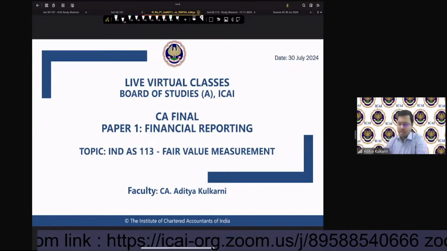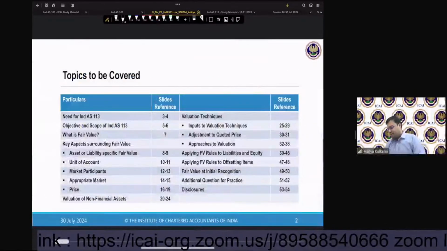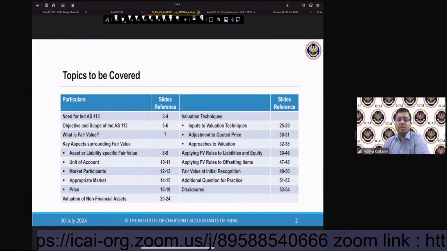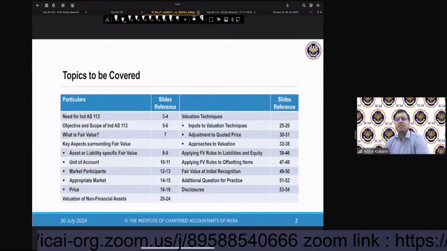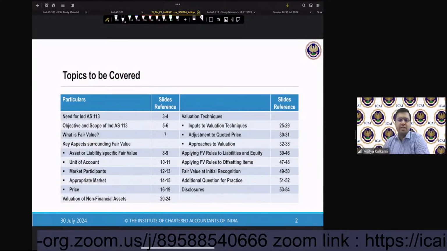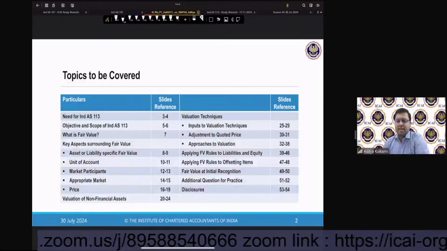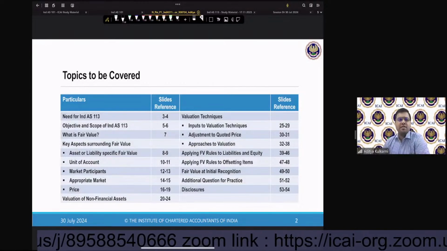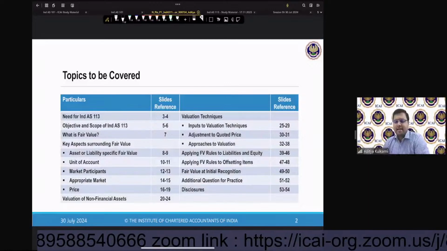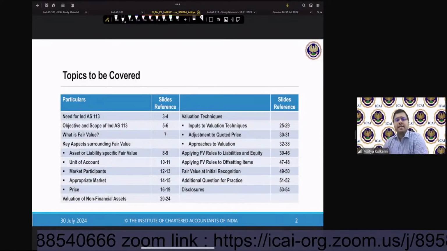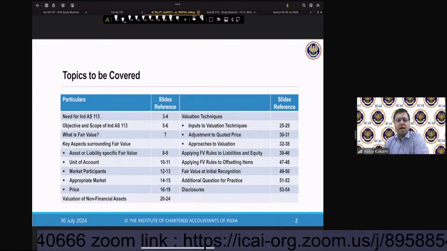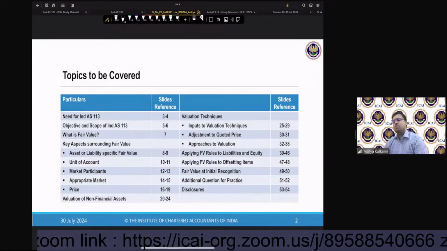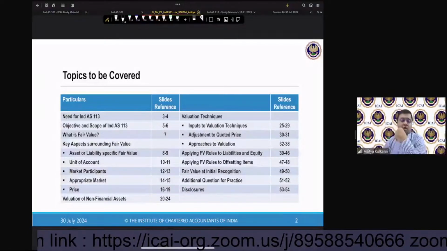Okay, so let us start Ind AS 113, fair value measurement. Very important standard because in the Ind AS regime, there are numerous references to fair value. You have fair value references in financial instruments, in Ind AS 41, in impairment, in asset-based standards, liability-based standards. So it is an encompassing term that is used across the length and breadth of the Ind AS regime. Therefore, it was necessary to put a standard that defined what is fair value.